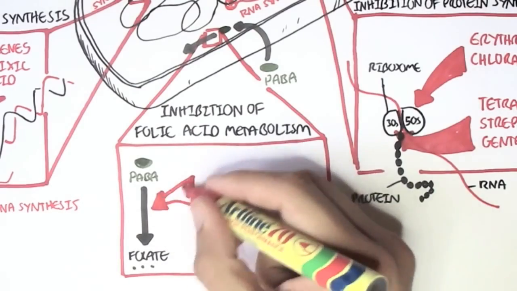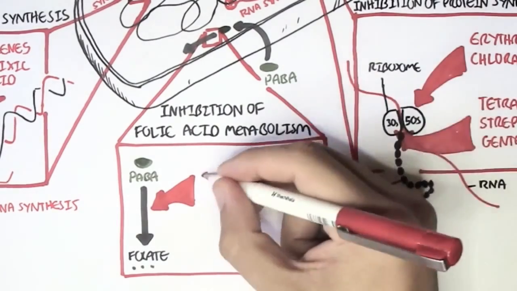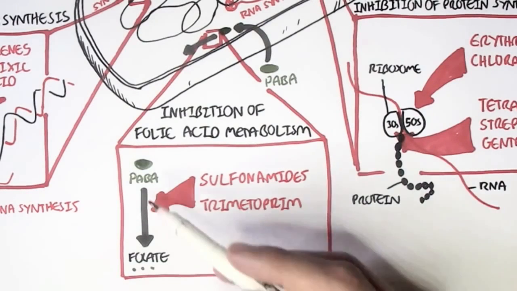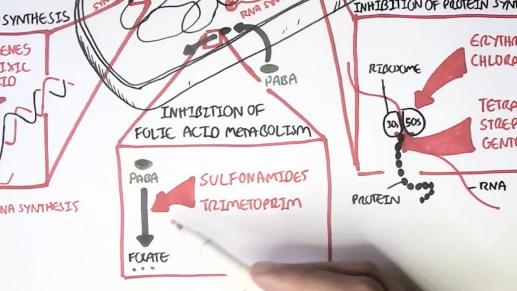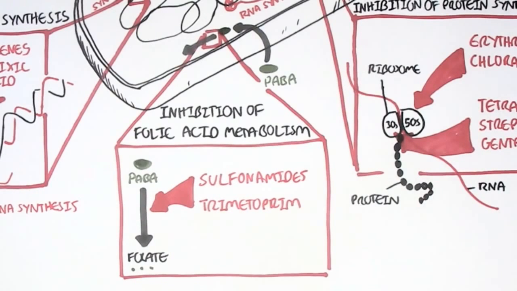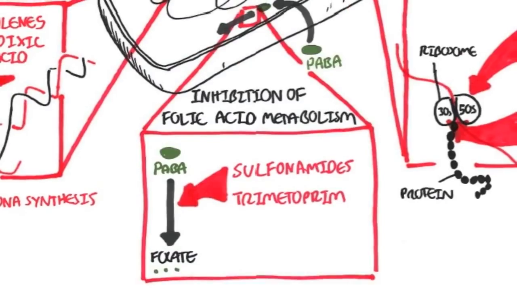These antibiotics such as sulfonamides and trimethoprim prevent conversion of PABA to folate and therefore prevent proper DNA synthesis, you can say. Humans do not synthesize folic acid, and so these antibiotics are okay to take for humans and are selective towards bacteria.